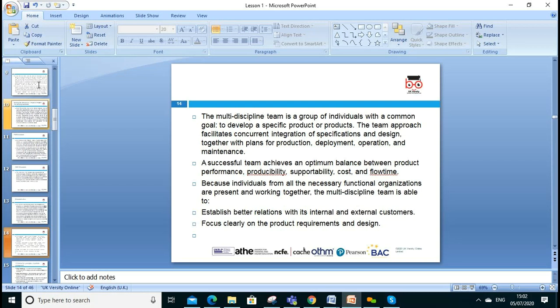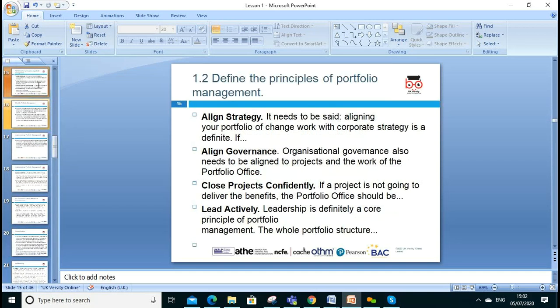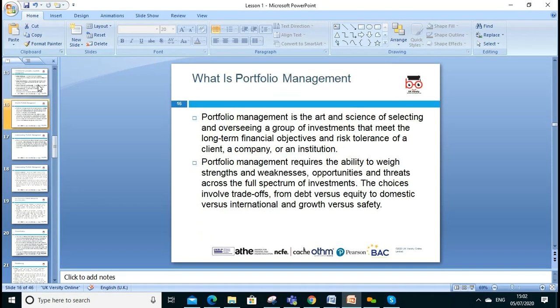Okay, because of the individuals from all the necessary functional organizations and present working, establish better relationships with the external and internal, and focus clearly on product requirements.